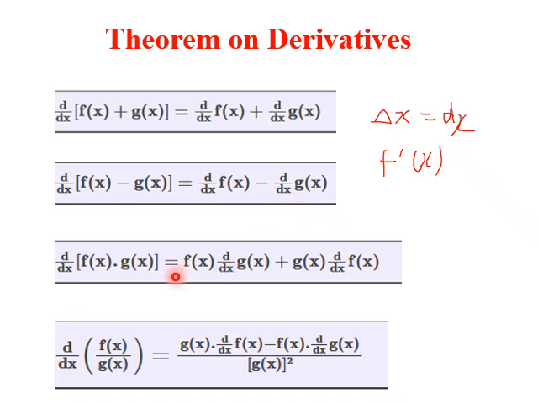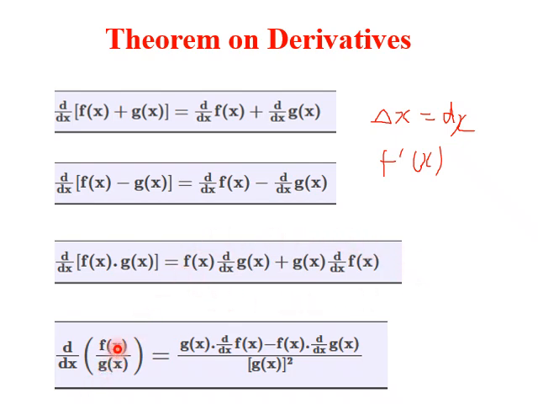But two important formulas are there. When we take the product of two functions and want to find the derivative, this is the formula we use. Let the first function be f of x and the second function be g of x. Then the formula is: first function into derivative of second function plus second function into derivative of first function. This formula is important. You will be using it frequently.